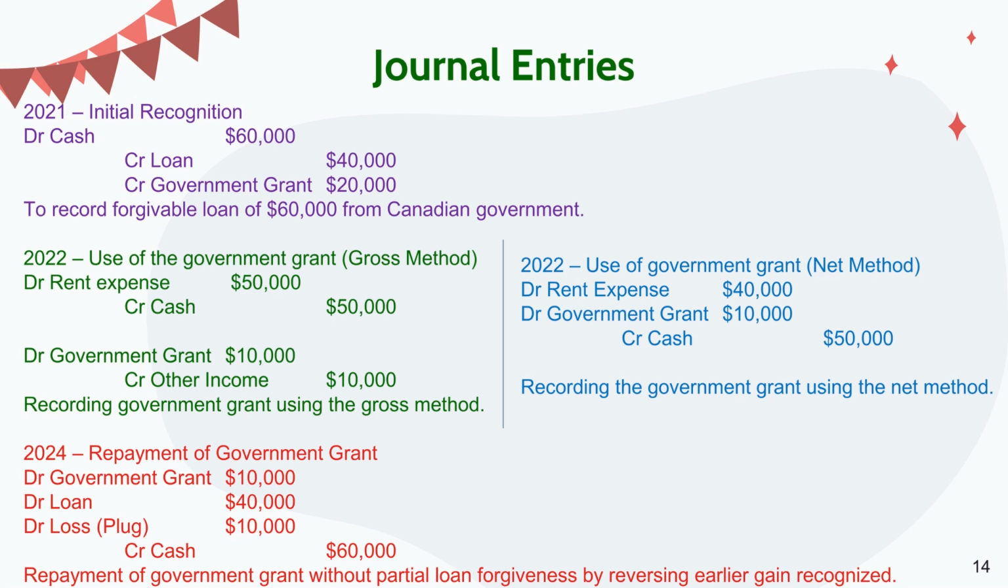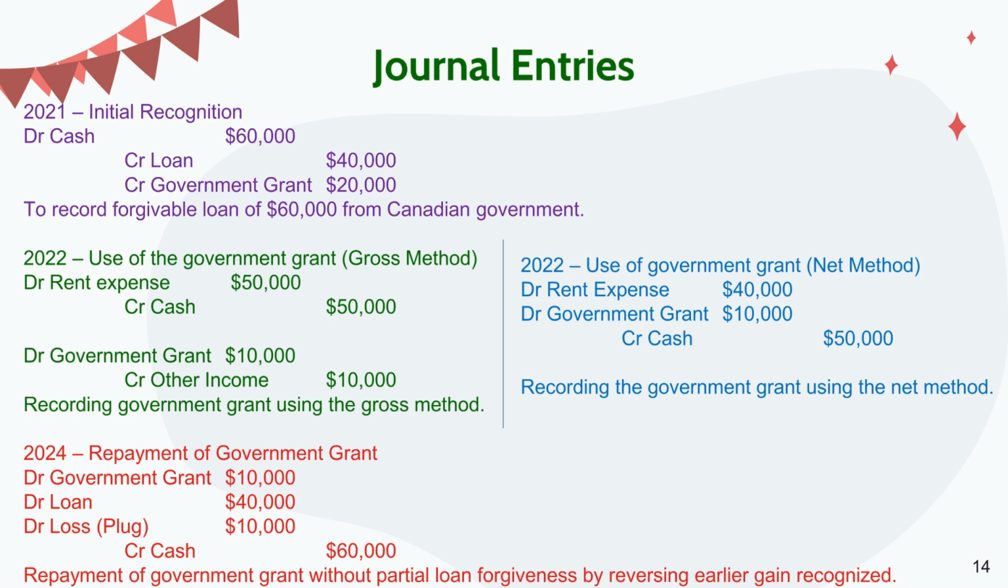And then in the green, you could see that if we wanted to use the gross method, we would incur rent expense for $50,000, and then we would pay out that rent for $50,000, and then we would debit a government grant for $10,000 and credit other income for $10,000. And effectively, the net rent amount that we paid would be $40,000. And then on the blue side, I tried to put the journal entry if we used the net method. You would essentially debit the rent expense for $40,000, and then you would debit the government grant for $10,000 and cash for $50,000. Again, the net rent expense is $40,000.